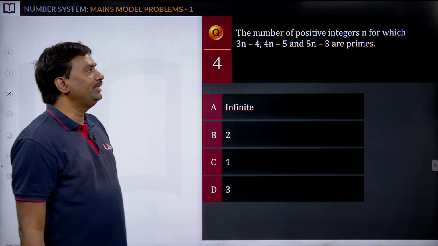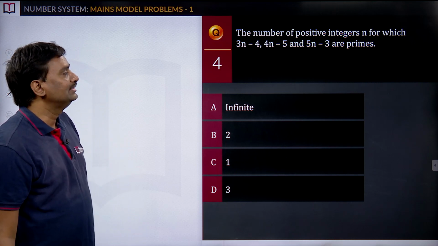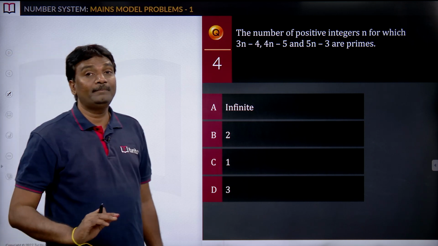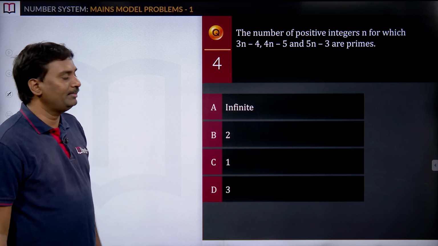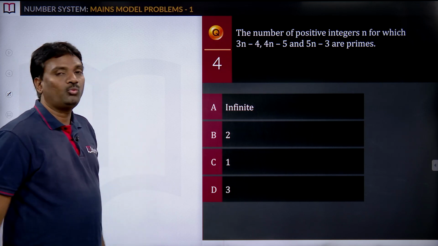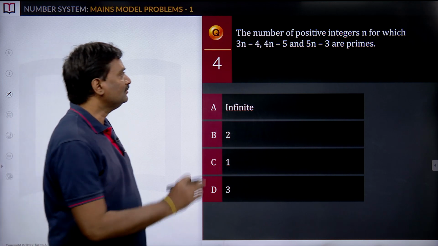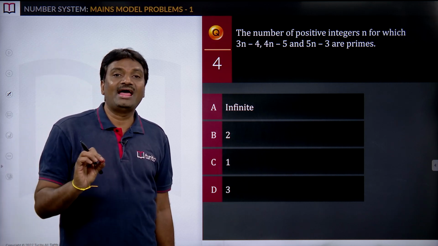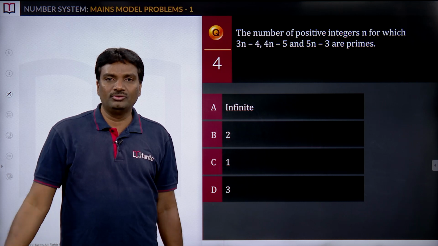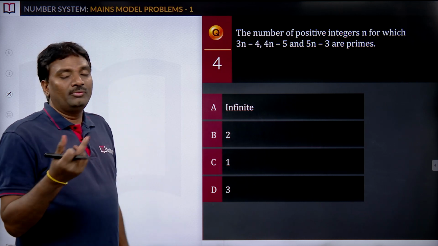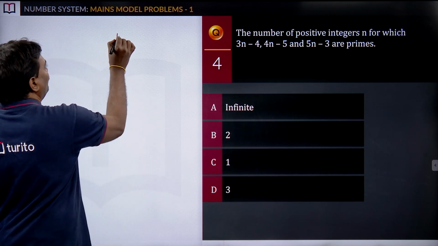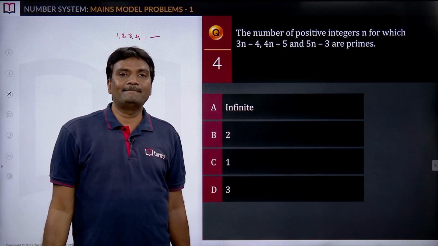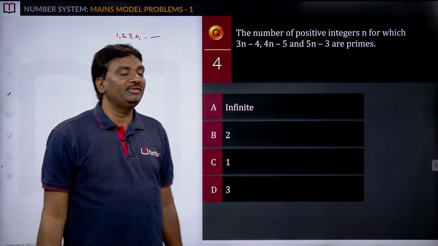The number of positive integers n for which 3n minus 4, 4n minus 5 and 5n minus 3 are primes. Here we have options: infinite, 2, 1 and 3. Here, the number of positive integers. What is the meaning of positive integers? Natural numbers: 1, 2, 3, 4, 5, 6, and so on. All natural numbers are known as positive integers.